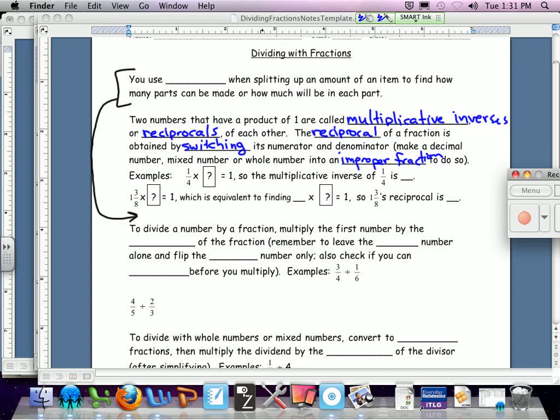So in this first example, it said 1/4 times what equals 1. So what's the multiplicative inverse of 1/4? Yes, ma'am. 4. 4, or 4/1 would also be acceptable.